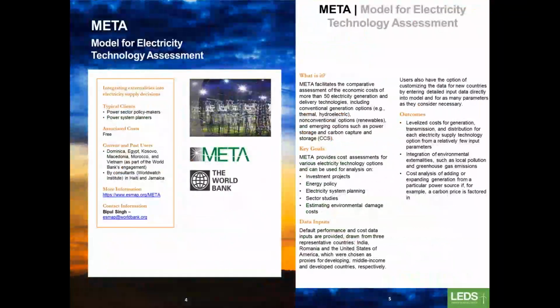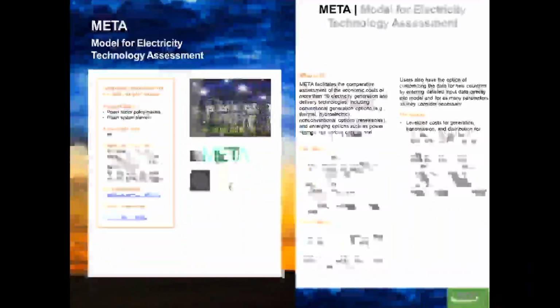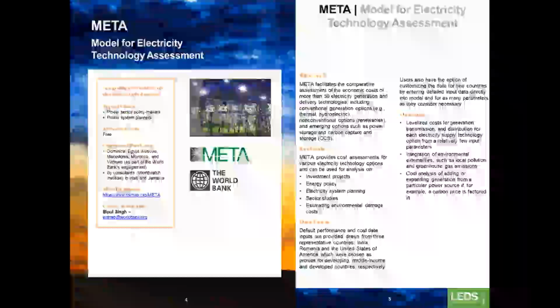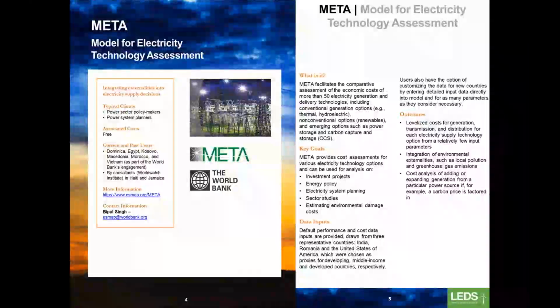We just put up screenshots here, basically, of 3 tools that are not being presented here today. This is the Metamodel from the World Bank, a relatively simple to use model. World Watch Institute, for example, used it for its energy roadmaps in Haiti, Jamaica, and the Dominican Republic. And it's a very smart and simple to use tool that provides you with levelized cost of generation of different energy pathways.